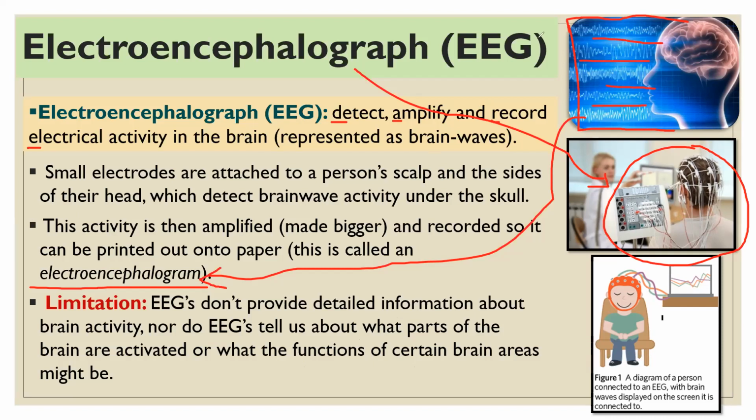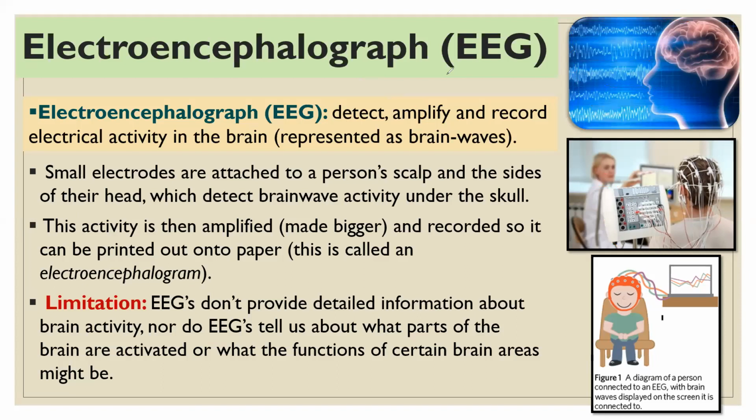So the main thing we've got to take away from this slide is EEGs give us an idea of electrical activity in the brain in the form of brain waves. Okay, so that's the EEG.